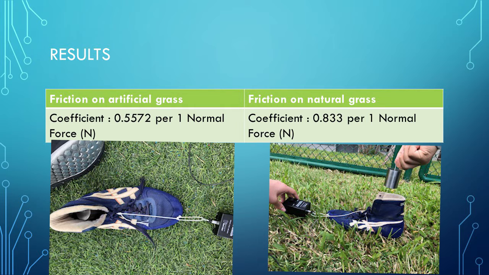Results and insight. The friction coefficient for natural grass is greater than the friction coefficient for turf. This means that when a soccer ball is traveling on the field, it would require more force for it to travel faster on natural grass than on turf. It is also predicted that a slide tackle on turf would be smoother than a slide tackle on natural grass.